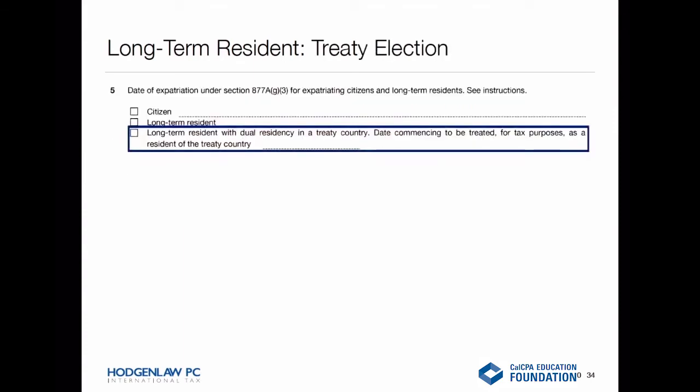Now, I mentioned using treaty elections to eliminate years from the 8-year count. But what happens once you've already reached 8 years and then you make a treaty election? That actually causes you to become an expatriate. That's your expatriating event.